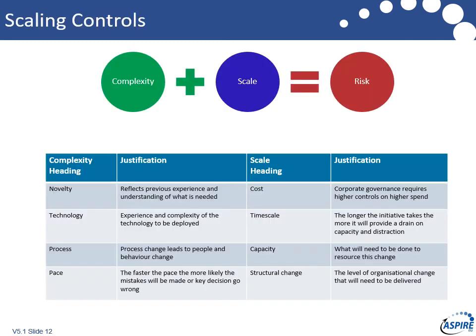Now, the reality is that for most clients, scale is an issue. So what we've taken here in this diagram is their ideas around complexity, because the likelihood of us being able to achieve it technically is going to be affected by its novelty, its technology, the complexity of the process change that's going to be needed, and the pace at which we're delivering it. We can control pace, but we can't really control the other 3. So those are factors that are kind of high dangers to us, high risk, if you like.